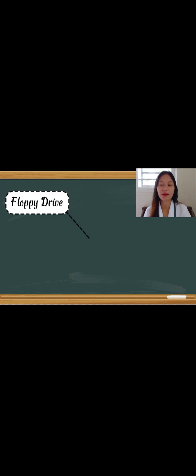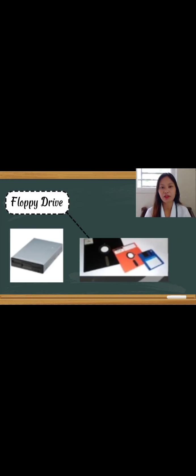Next is the floppy drive. A floppy drive is a storage device that uses a removable 3.5-inch floppy disk. This magnetic floppy disk can store 720 kilobytes or 1.44 megabytes of data. The floppy drive is usually configured as the A drive, and it is used to boot the computer if it contains a bootable floppy disk.